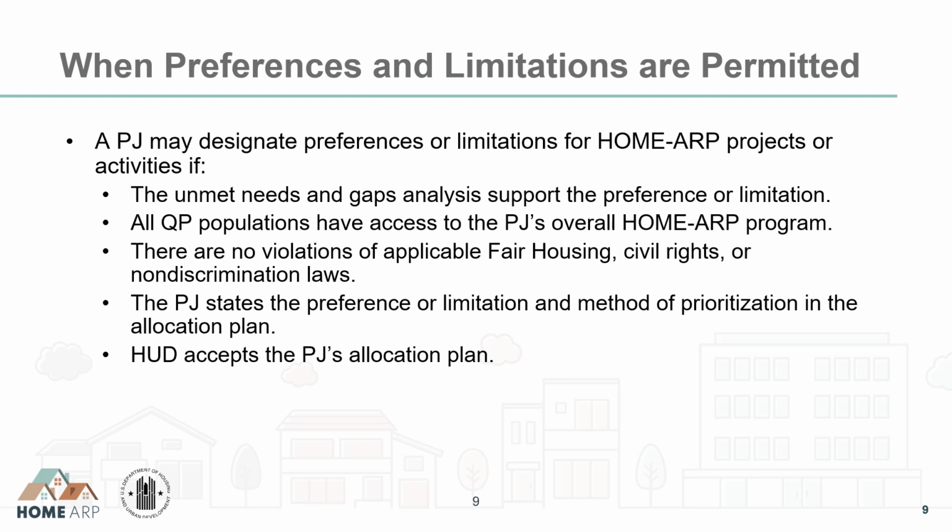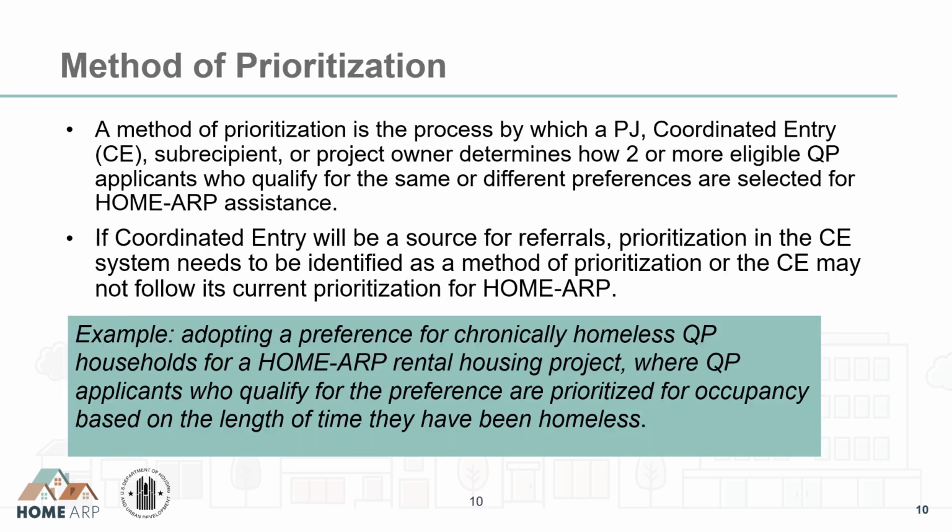If preferences or limitations are not established by the PJ, applicants from any of the QP populations must be selected from a project-specific or activity-specific waiting list in chronological order to the extent practicable. A method of prioritization is the process by which eligible QP applicants who qualify for the same or different preferences are selected for a HOME-ARP project or activity. PJs must determine whether QPs within a designated preference will be provided assistance in chronological order or use a method of prioritization to determine the order assistance will be provided to households.